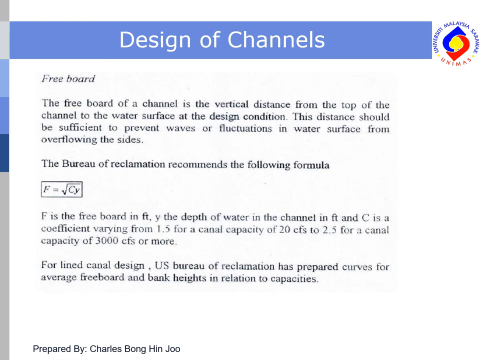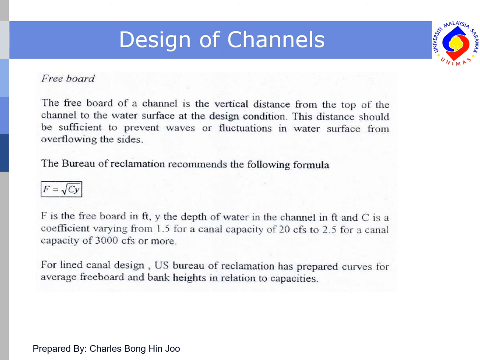Freeboard of a channel is the vertical distance from the top of the channel to the water surface at the design condition. This extra vertical distance is required to prevent overspill of the flow due to waves or fluctuation of the water surface. According to the Bureau of Reclamation, it recommends using the following formula for the freeboard, which is F equal to the square root of CY. F here is the freeboard, but in this case the unit is feet.